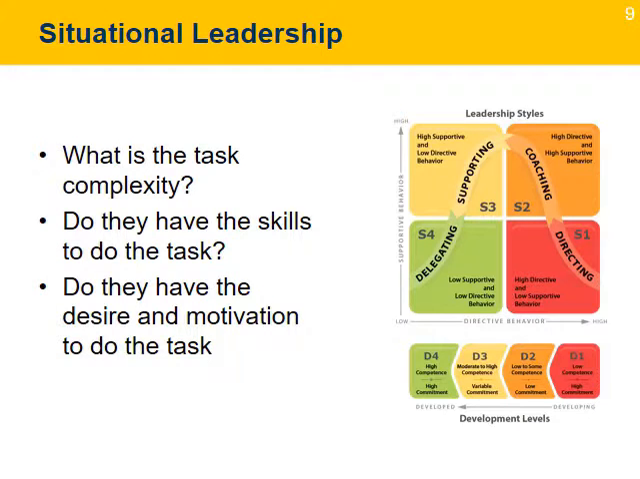The model works around the idea that team members move forward and backward along the development continuum. For a project leader to be an effective leader, it is essential that they determine where the team members are on the development continuum and adapt their leadership style to match the development level. The following questions help the project leader determine the nature of the situation. What is the task complexity? Do they have the skills to do the task? Do they have the desire and motivation to do the task?